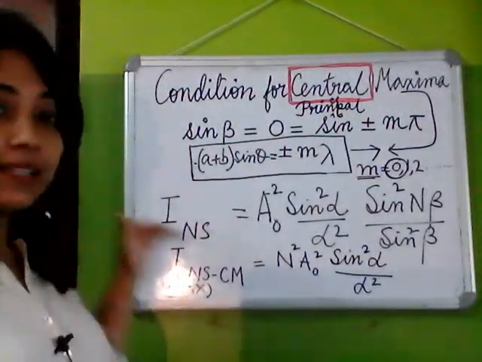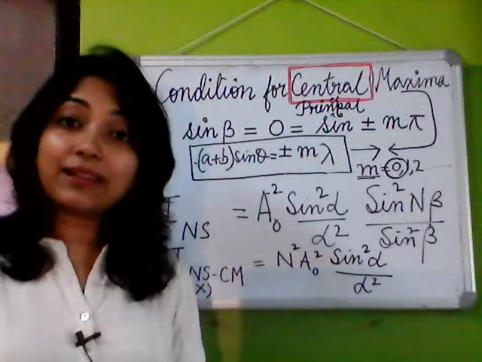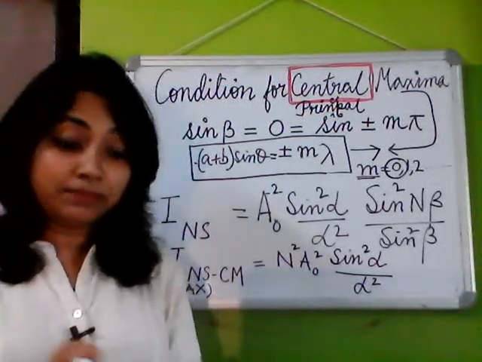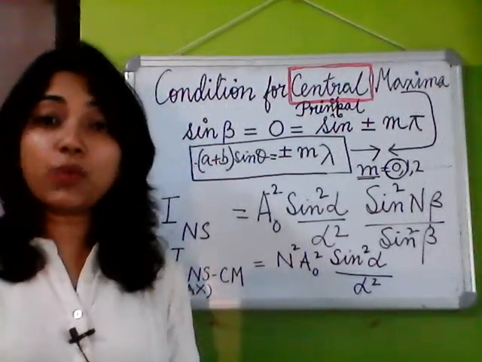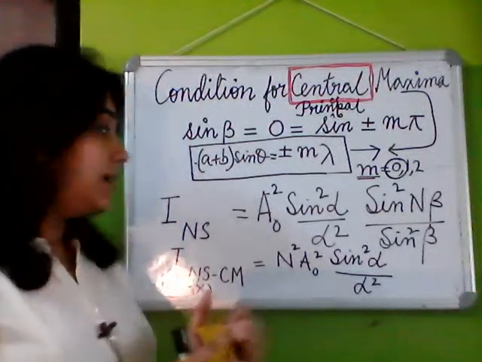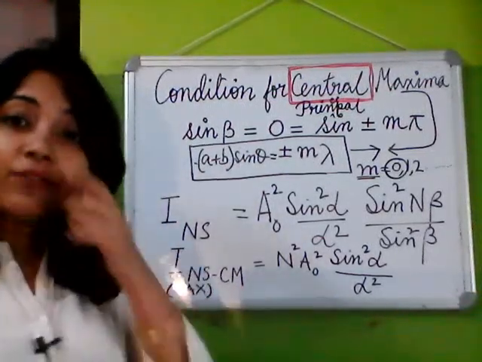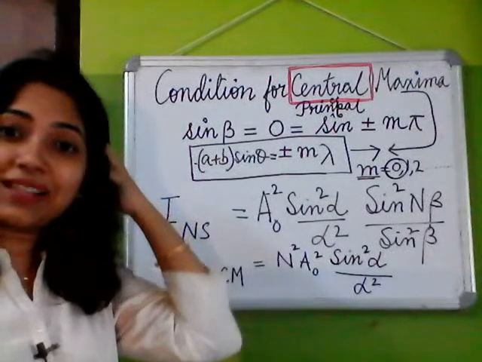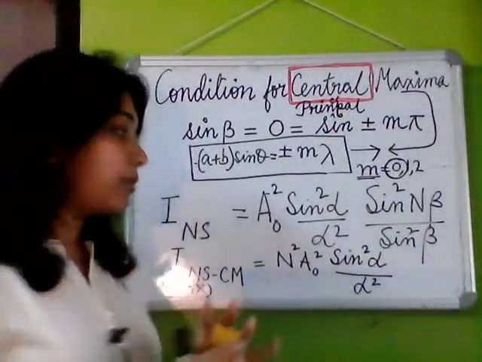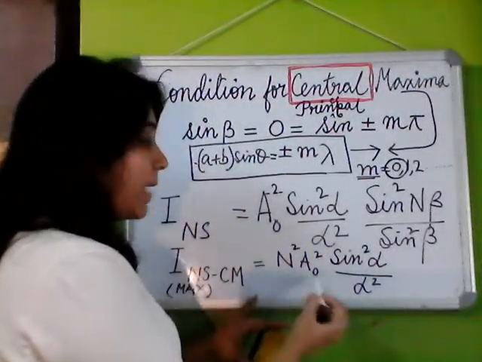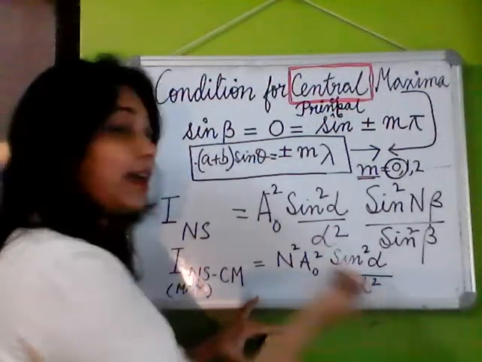After discussing this, remember, we had also calculated what the maximum intensity can be, which means the intensity at the central maxima, or the principal maxima as such, if I may call so. And we had calculated that this was equal to n square A0 square sine square alpha by alpha square.